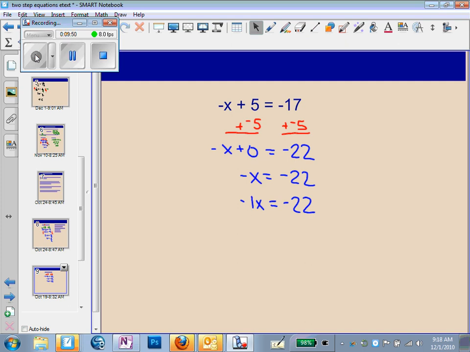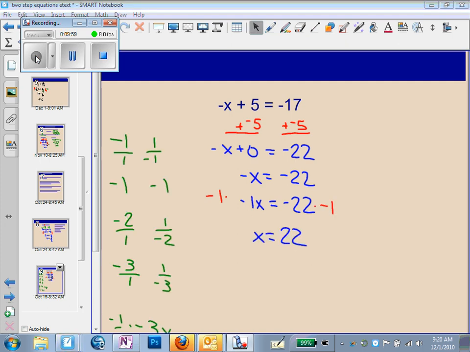The reciprocal of negative 1 is negative 1. So we're actually going to multiply both sides by negative 1, because -1 is this number, and its reciprocal is -1. So we multiply both sides by -1. You can also tell the reciprocals if the goal is to get a +1 when you multiply. -1 times -1 gives me a +1. Anytime two numbers multiply to be a +1, they're reciprocals. So x is 22.